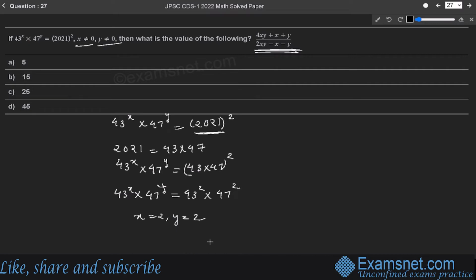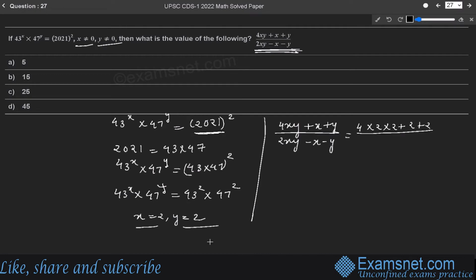Now let us look at the part that we have to find. We have to find 4xy plus x plus y upon 2xy minus x minus y. And we know the value of x and y. So simply putting the value of x and y here, we will get 4 into 2 into 2 plus 2 plus 2 upon 2 into 2 into 2 minus 2 minus 2. On further solving this, it will be 20 upon 4, which gives 5. So the correct value for the given expression is 5. Therefore, the correct option is option number A.